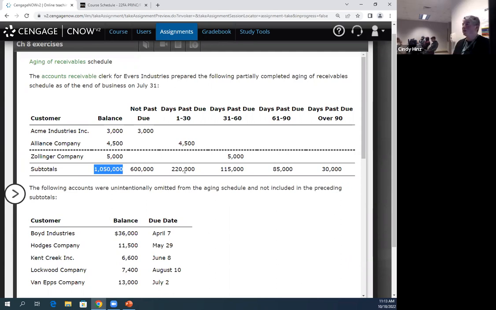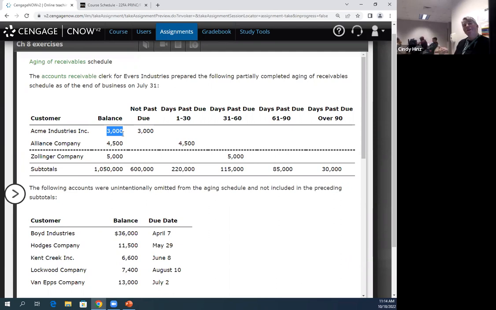$1,050,000 is how much our customers owe us. And this analysis shows for each customer how much they owe. So looking at Acme, Acme owes us $3,000. But we need to know how old is that invoice. It might be just one invoice. It might be 2 or 3 or 10 invoices or more. So we need to know, when did our customers buy that from us? When was it due?